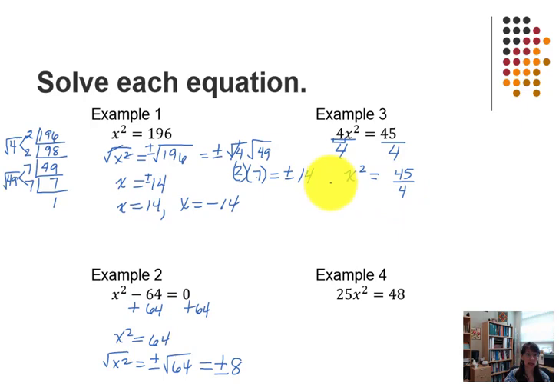Our next step is to take the square root of each side of the equation. Don't forget it's plus or minus the square root. Well, this is where the quotient rule is going to be helpful, because we can break apart this single fraction under the radical as plus or minus square root 45 divided by square root of 4. Now we know that the square root of 4 is 2. So I'm going to simplify that denominator of the fraction as 2.